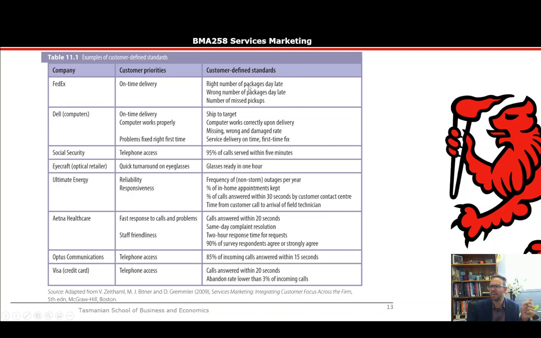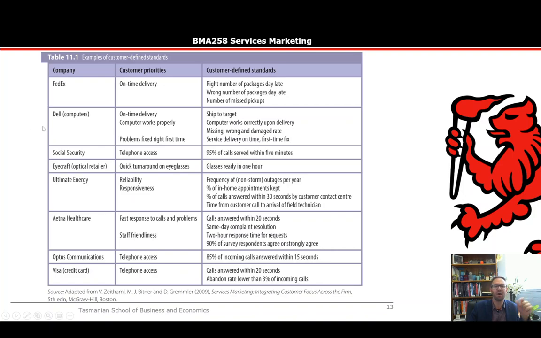It's not just, oh, we got it wrong, but how did you get it wrong, and how does that relate to what the customer values the most. Dell Computers, what they found is on-time delivery is really important to customers, computers work properly, which kind of makes sense, and problems are fixed right the first time. So therefore they have ship to target, which is a metric used to work out how quickly, once you buy it, it gets to the people that are buying it.